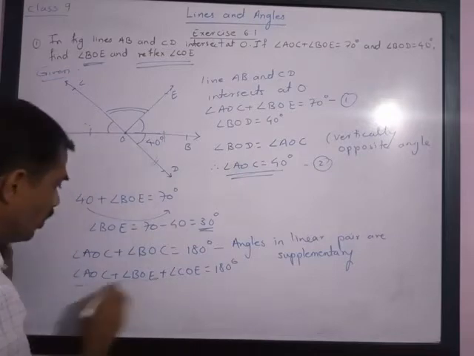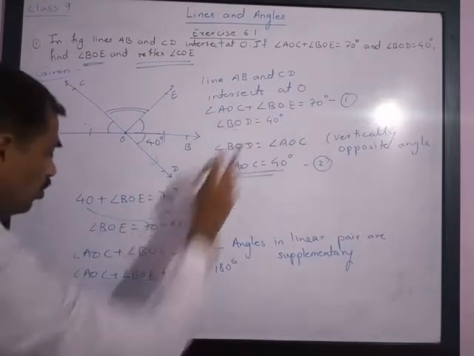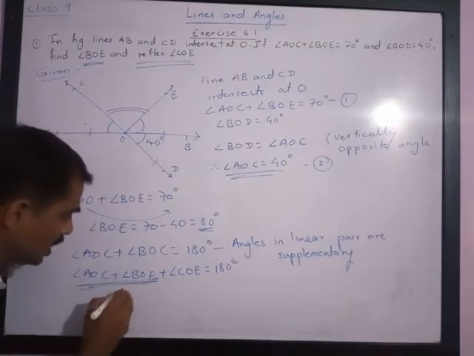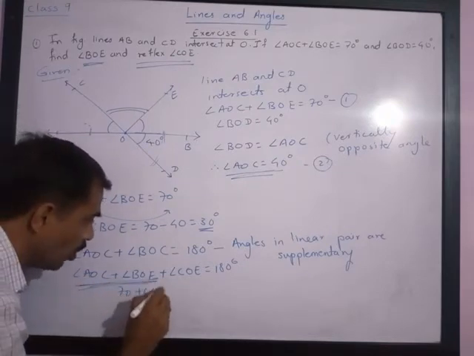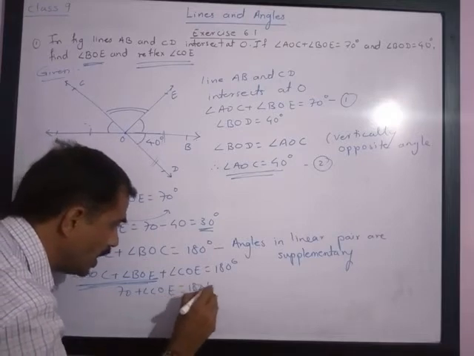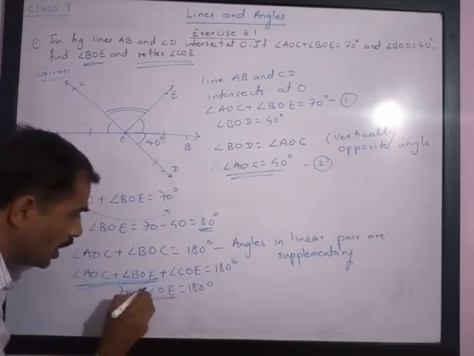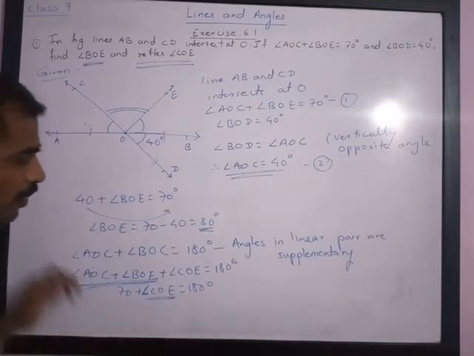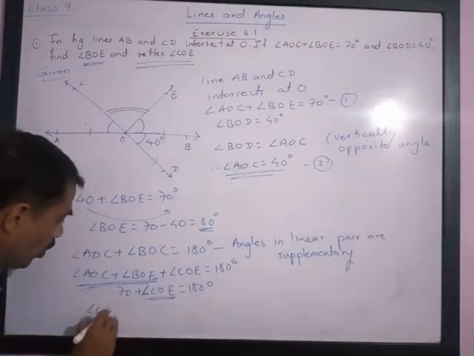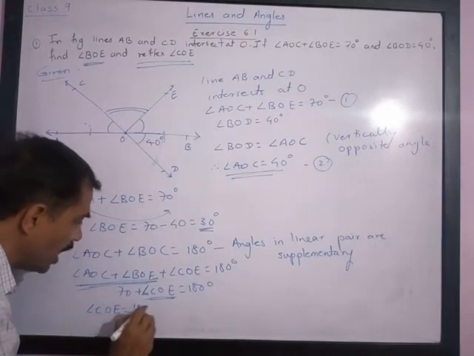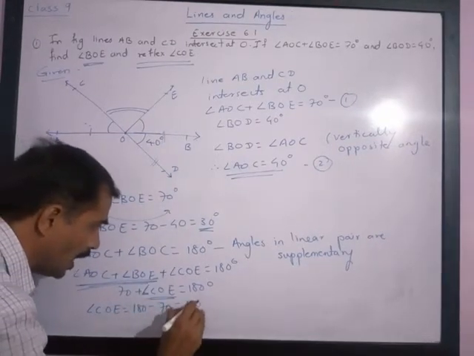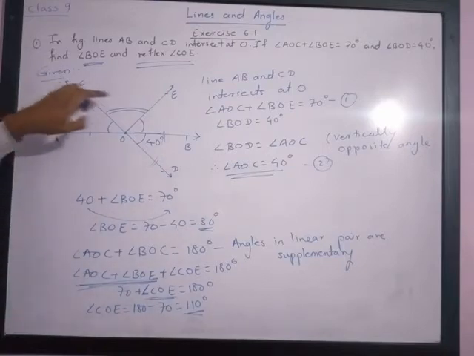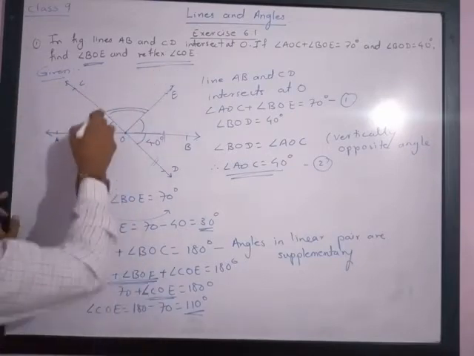Now please note, we are given that angle AOC plus BOE is equal to 70 degrees. The sum of these two angles is given to us. So this is 70 plus angle COE is equal to 180 degrees. It means angle COE we keep on this side, 70 is transposed to the other side, it will become negative. So angle COE is equal to 180 minus 70, that is equal to 110 degrees. Now please note, we are supposed to find the reflex angle COE. Reflex angle is this.